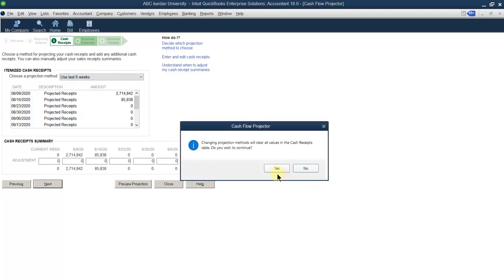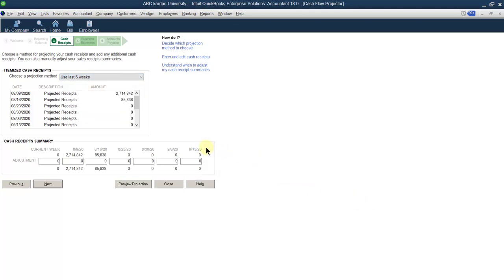If whatever is received in the last 6 weeks will be received in the next 6 weeks, so definitely the first week is this much, the second week is this much, and the rest of the weeks are zero. This is the second method of projection.